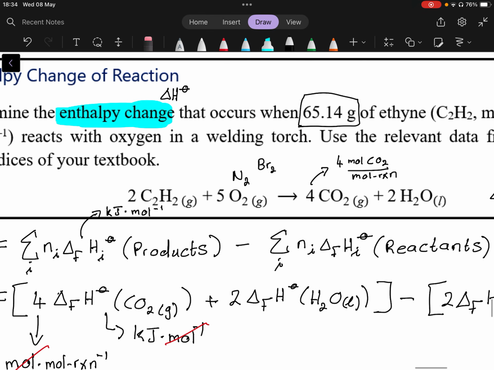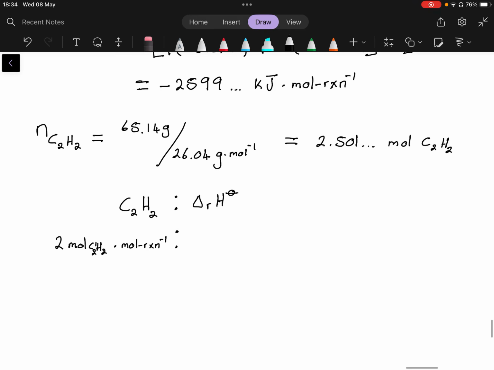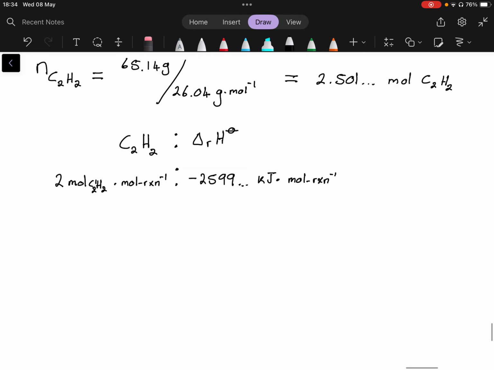So remember, what are the units of the 2? They are mole per mole reaction. What are the enthalpy's units? Well, we know this corresponds to 2599 kilojoule per mole reaction. All right. We're interested in calculating delta H naught, so not delta RH naught, just delta H naught.